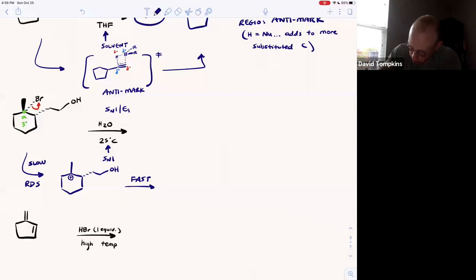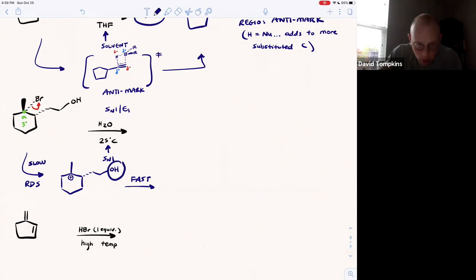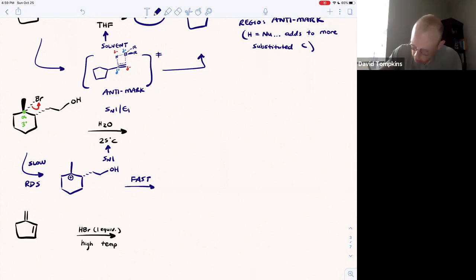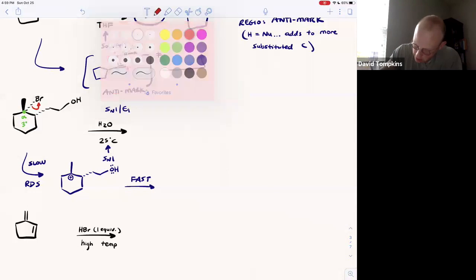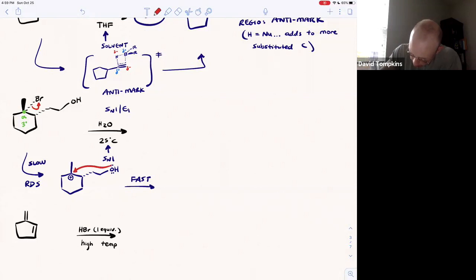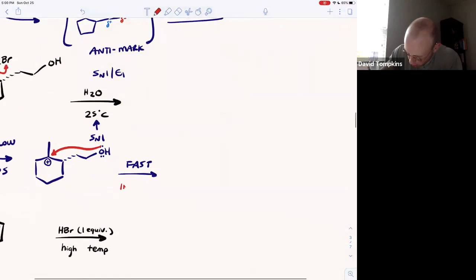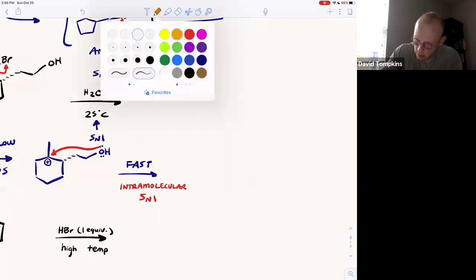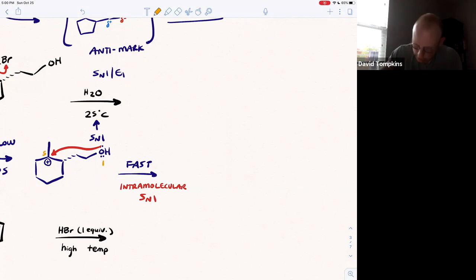We have two possible nucleophiles, water, and the other nucleophile is the alcohol, right? They're both weak nucleophiles. But what's faster is for an internal nucleophile to attack, as long as it forms a 5 or 6 membered ring. So this is an intramolecular SN1, where we're going to form a ring from nucleophile 1 and electrophile 5.